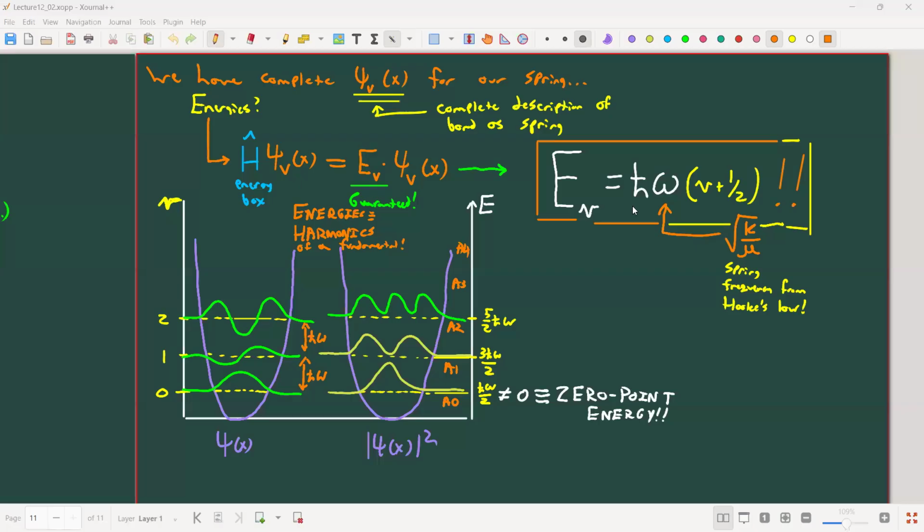We'll look at the consequences as we move through. This is going to be something that rears its ugly head every once in a while. It's not really ugly. It's actually a really beautiful result. There's a lot of really interesting consequences for this zero-point energy.